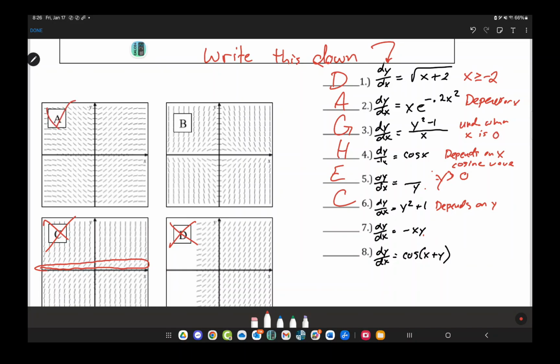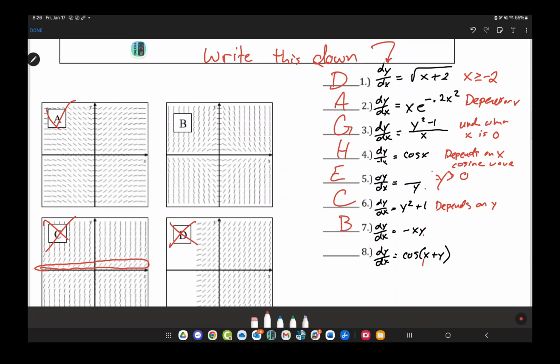So that leaves B and F. I think 7 is B. Why? Because it changes for x and y, but it reverts at the x-axis. Notice that all your slopes in quadrant 1 are negative, in quadrant 2 positive, in quadrant 3 negative, and in quadrant 4 positive. So when x and y are both positive, I have a negative slope. Would that be true for number 7? Yes. So B.